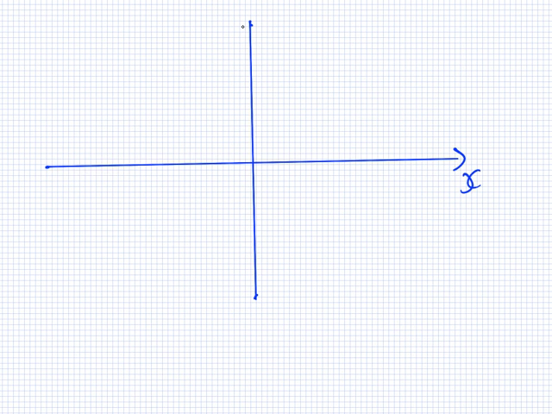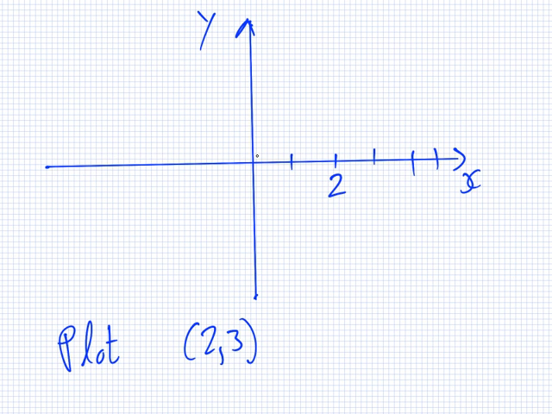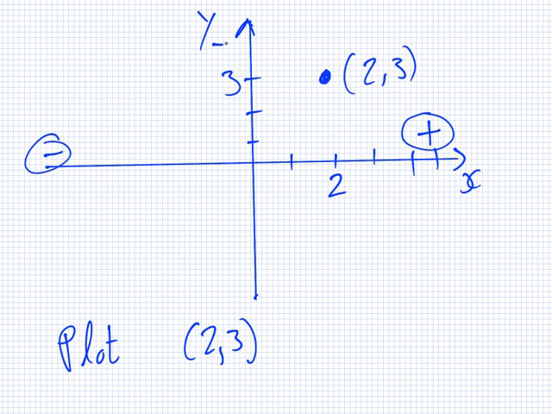I don't really need to say it, but just as a quick refresh, if this is x and this is y, and I said plot 2, 3, we measure out how much here? 2. Yeah, so we go to 2 here, and then up to 3, and there's 2, 3. But you know that, of course. This side is positive, and this side is negative, and this side positive, and this side negative.